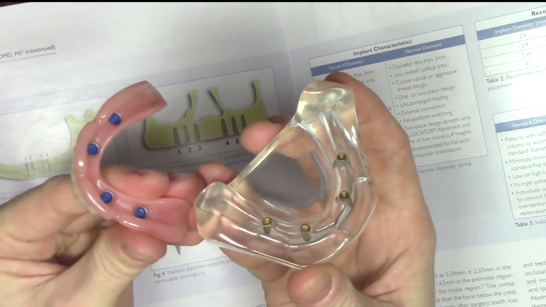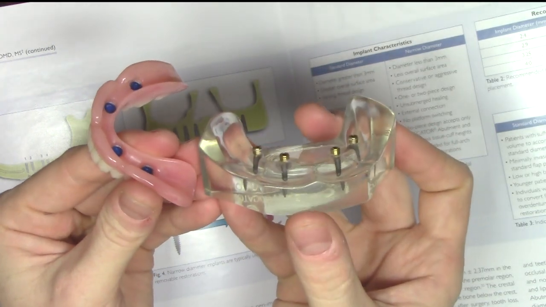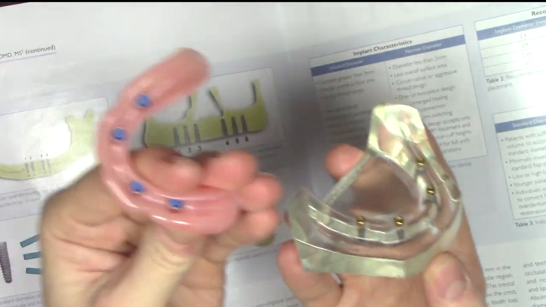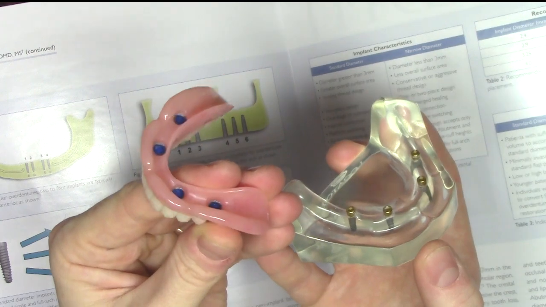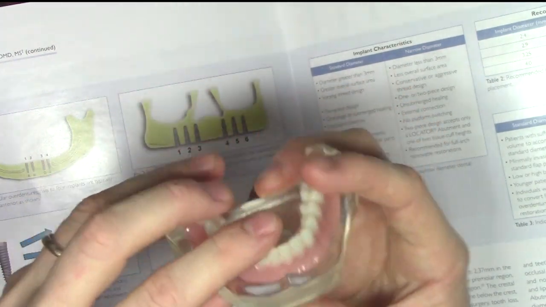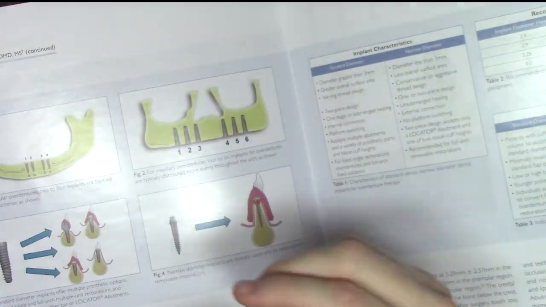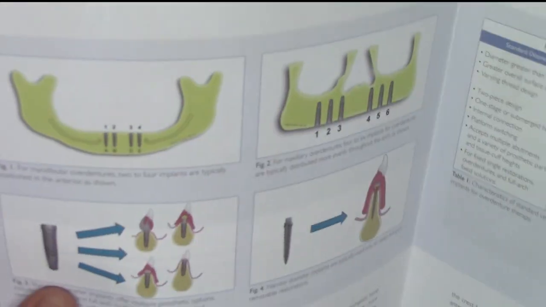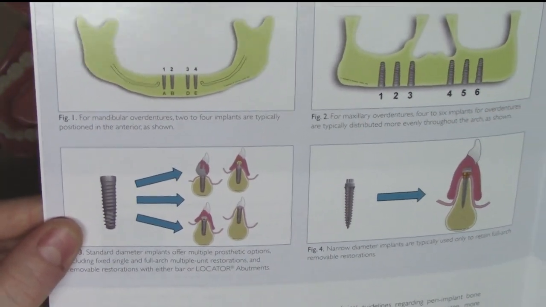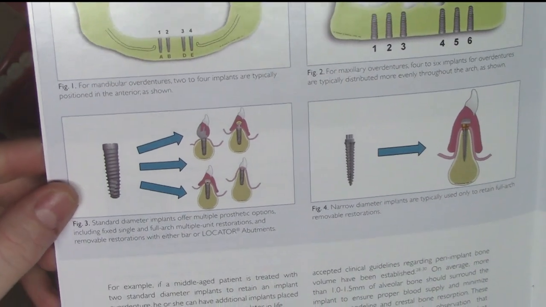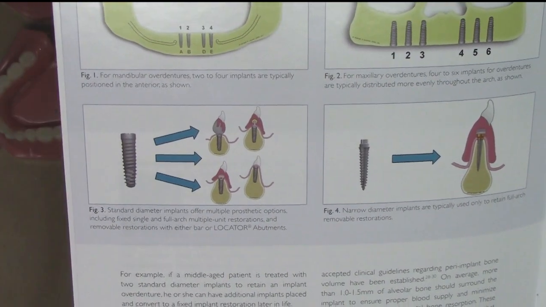As we pull that apart, we see here those are the locator overdenture implants in place with the prosthetic components that allow a clinician to convert a denture into an overdenture and have a very nice restoration. Whereas if we look at the fixed restorations, possibilities with the standard diameter implants are much greater.